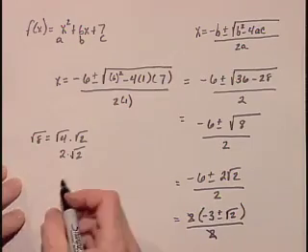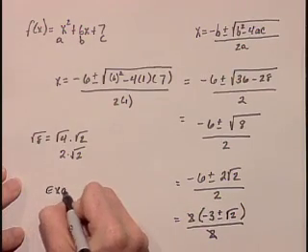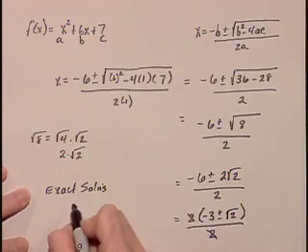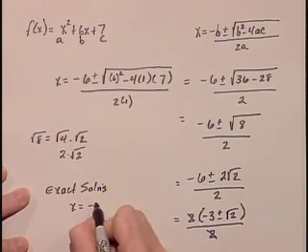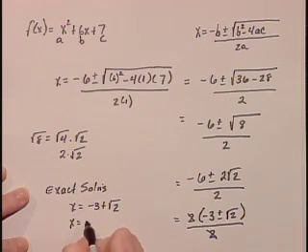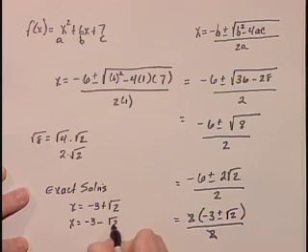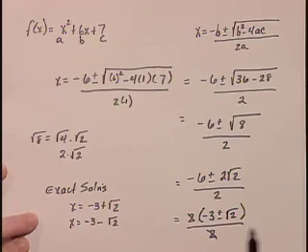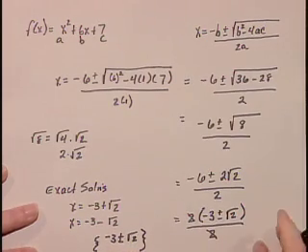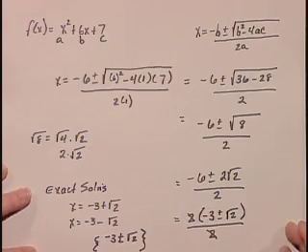So our exact solutions can be represented by x equals -3 plus square root of 2 and x equals -3 minus square root of 2. And our solution set can be written as -3 plus or minus square root of 2 in our solution set brackets.